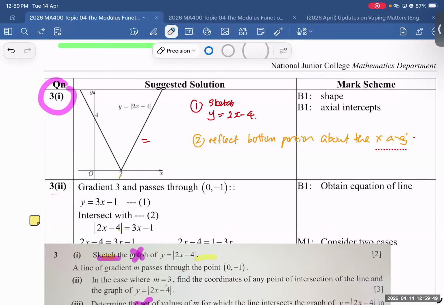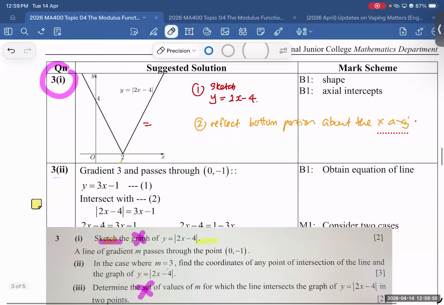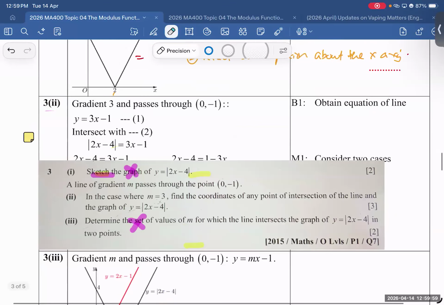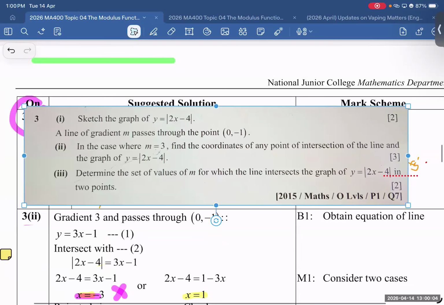Is it okay? Okay, let me go on. 3 part 1 done, I go to 3 part 2. Question 3. This is the question in case you need.